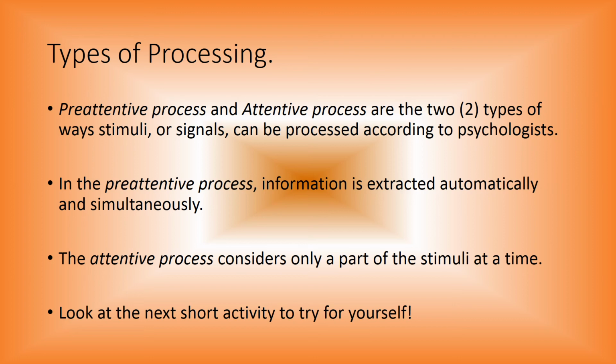Types of processing. Preattentive process and attentive process are the two types of ways stimuli or signals can be processed according to psychologists. In the preattentive process, information is extracted automatically and simultaneously. I'm going to give you a couple examples in a minute. The attentive process considers only a part of the stimuli at a time.